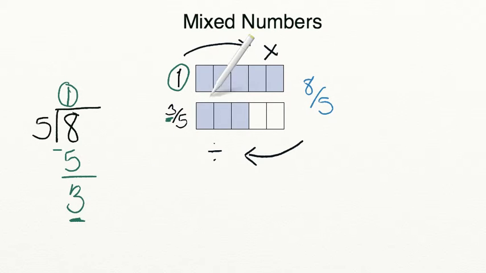These are the 3 pieces that were left over from one whole. So our remainder is going to be that 3/5 that is left over. And this 3 is representing our numerator in 3/5.